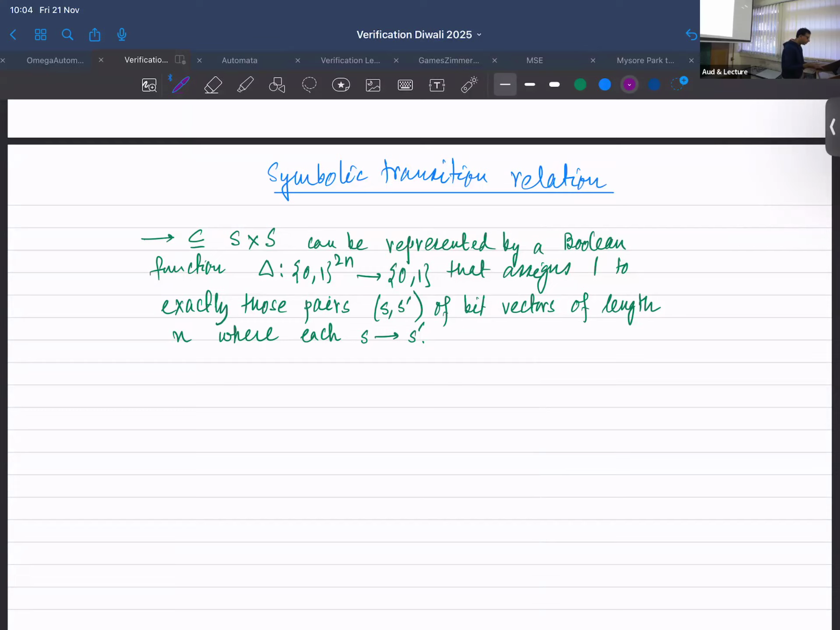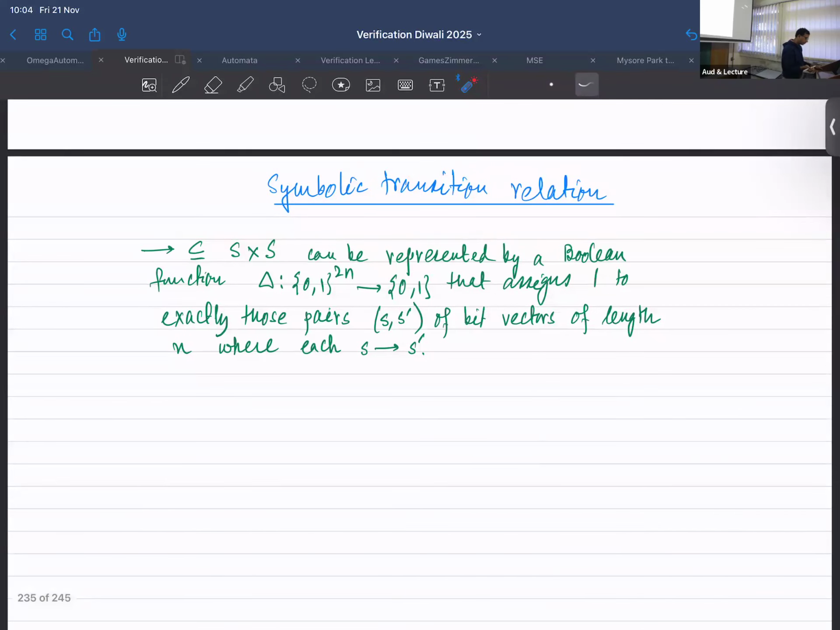So here what would you do? You have a function delta. Again we are going to define a Boolean function, but now we are going to use 2n bits. Why 2n bits? Because the first n bits correspond to a source state, and the second n bits correspond to a target state. So you have n bits for this one, n bits for this one.